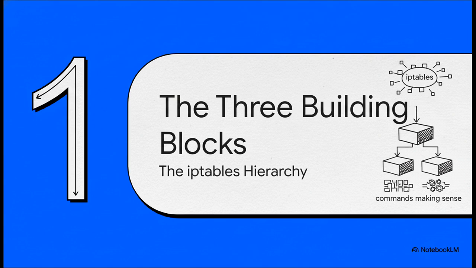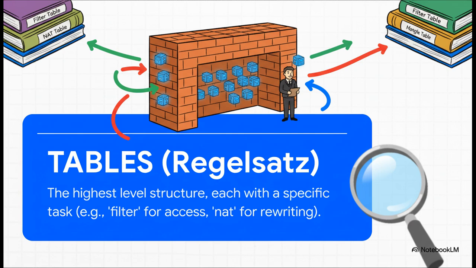Okay, so at the very top level, we have what are called tables. Just think of these as the bouncer's different instruction manuals, right? Each one for a totally different job. The one you'll use most of the time is the filter table. That's kind of the default manual for just general blocking and allowing. But then you have specialized ones like the NAT table, which is dedicated entirely to rewriting network addresses.